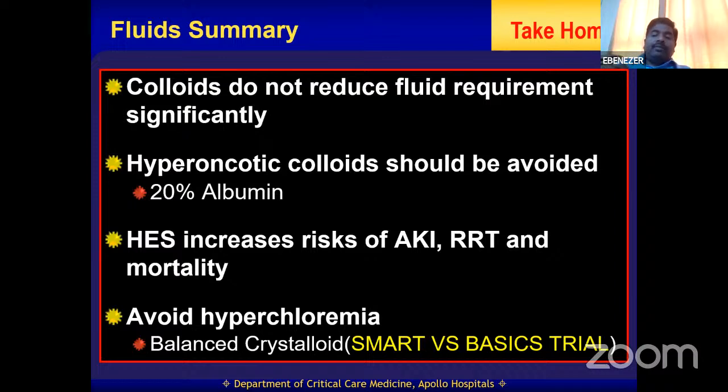That has shown a difference in mortality around 36.5 to 43.4. But in the BASIC trial, again, there has been no difference in the mortality when they compared balanced crystalloid with saline. But according to the guidelines now, it is more in favor of a balanced crystalloid solution rather than a saline. So to summarize, go for crystalloids. If you have decided to go for crystalloid, go for a balanced crystalloid solution.